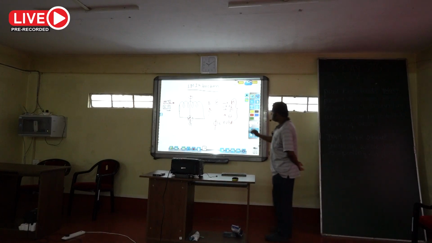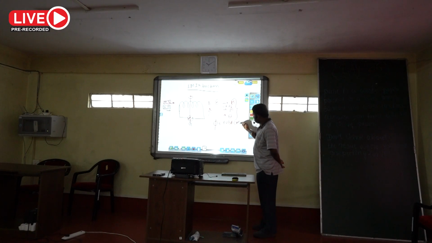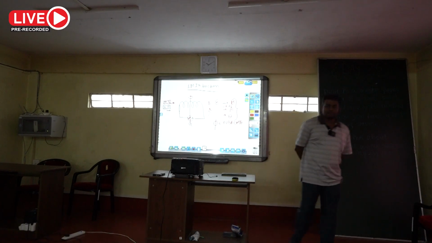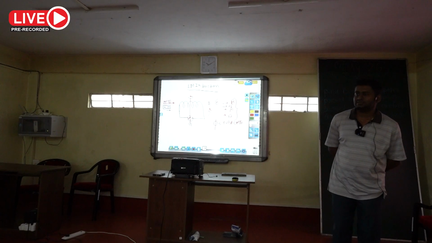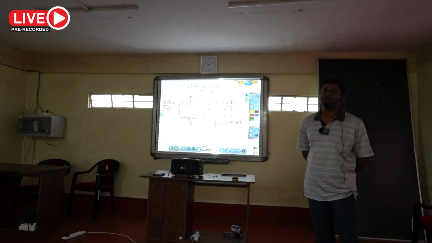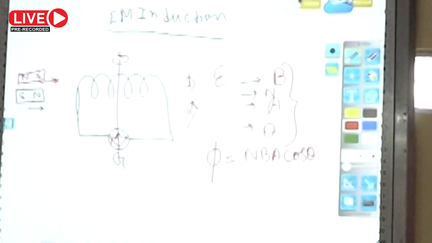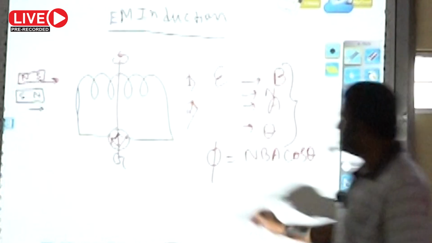Now another term should be there, NBA cos theta. NBA cos theta, because flux is defined by dot product B dot dS. So I consider the area to be A, so it is B dot A. So n terms are there, so it will be NB dot A, means NBA cos theta. So if this changes, there is a flux change, and an EMF is induced.